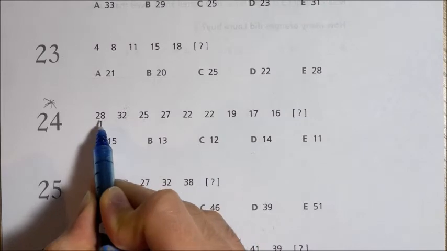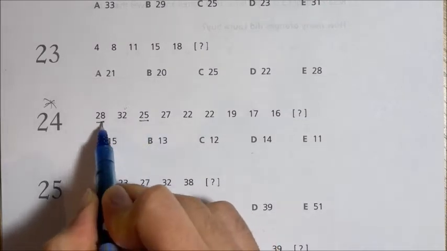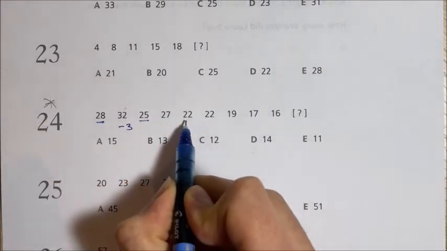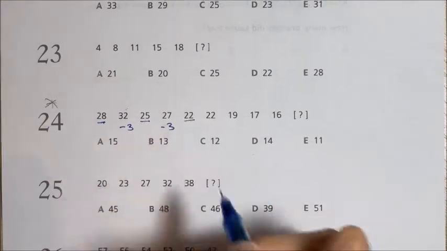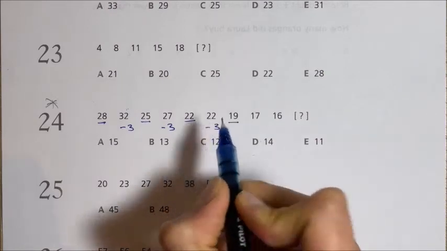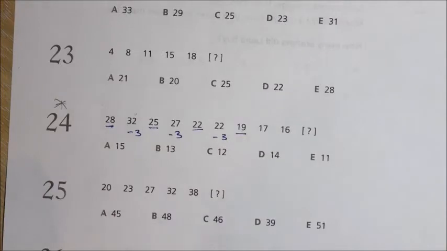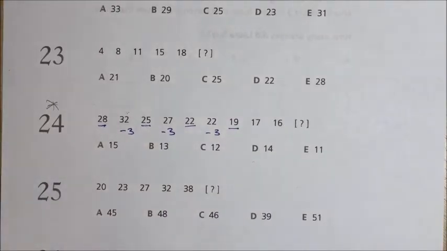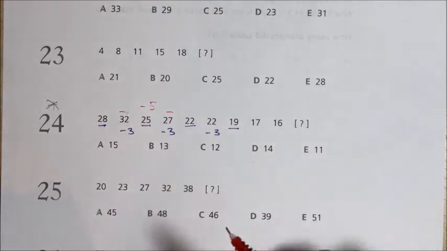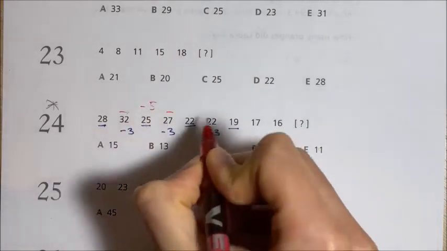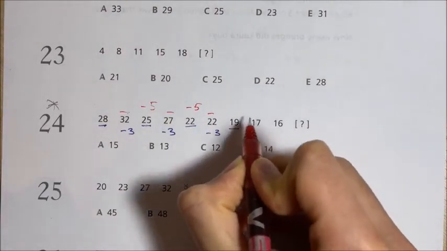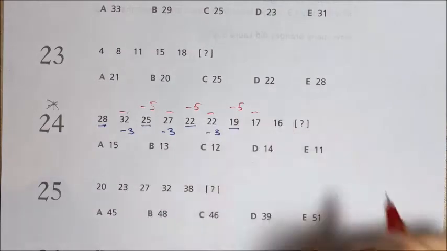But if we go from this number to this number, we can see that we have subtracted 3. 25 to 22 also subtracts 3, and 22 to 19 also subtracts 3. If we look at the other number, 32 to 27 subtracts 5. 27 to 22 again subtracts 5, and 22 to 17 again subtracts 5.